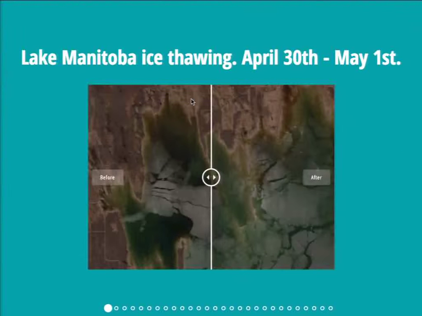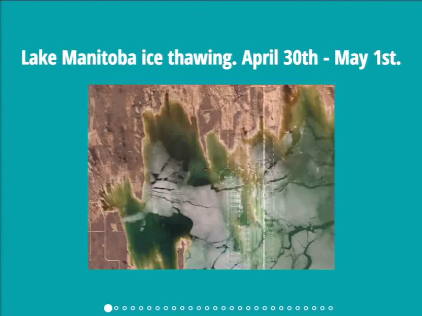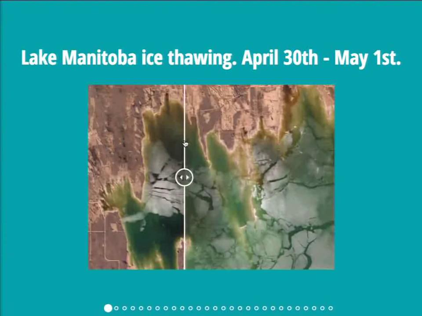Here we have an example of imagery from Lake Manitoba. On the left, it's imagery from April 30th. On the right is May 1st, and we can see the ice thawing as spring arrives.